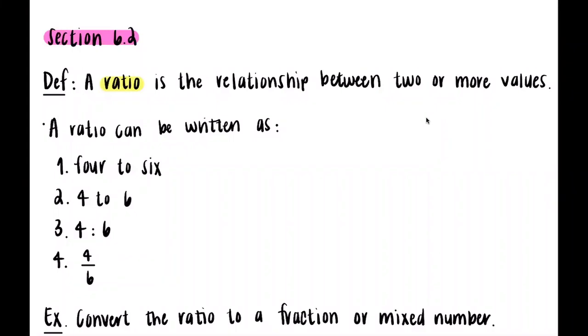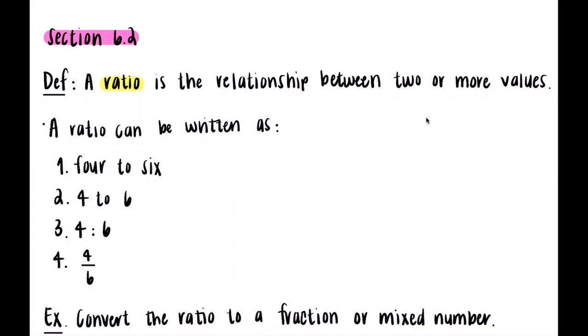Okay, so we have a ratio. That's what we're going to talk about now. Ratio is a word that we use in everyday language, so hopefully it's not too surprising of a concept. A ratio is the relationship between two or more values. What we're going to be looking at, of course, is the relationship between numbers.